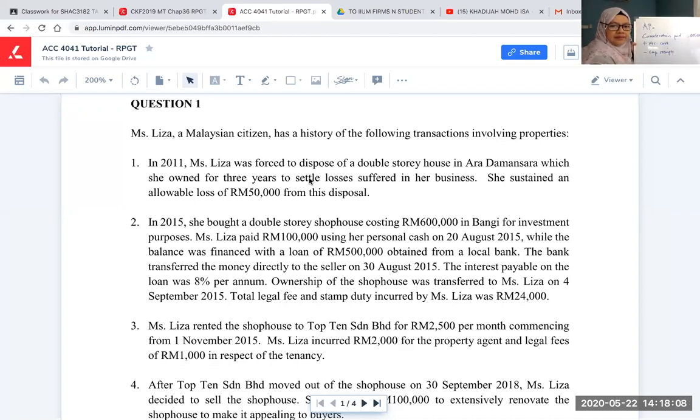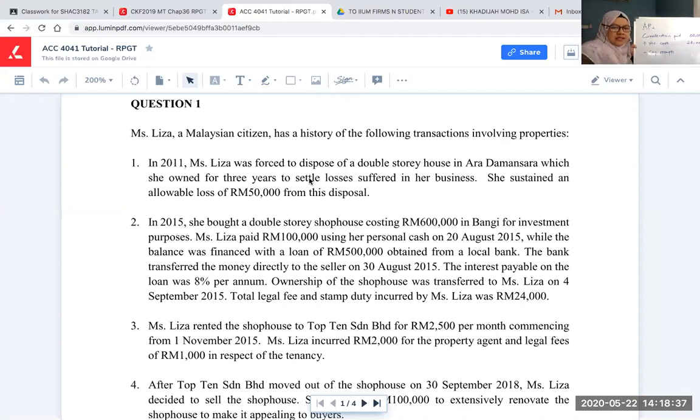And then it was financed. Remember that interest expense on the property is no longer part of the incidental cost. Ownership of the house was transferred on 4 September. That one later kita bila tengok holding period nanti. And then legal fee and stamp duty incurred was 24,000. That 24,000 is part of your incidental cost.